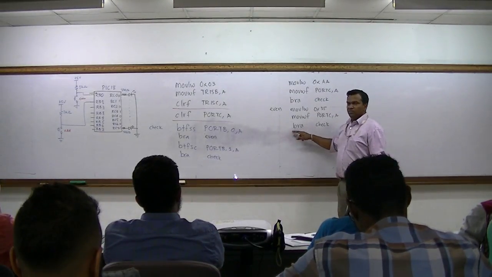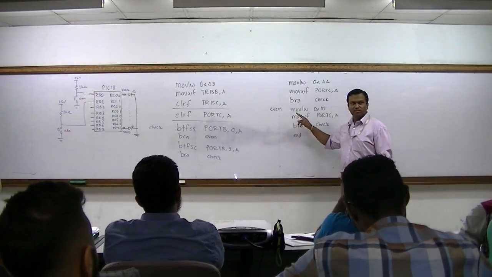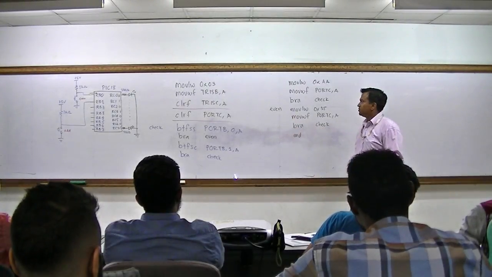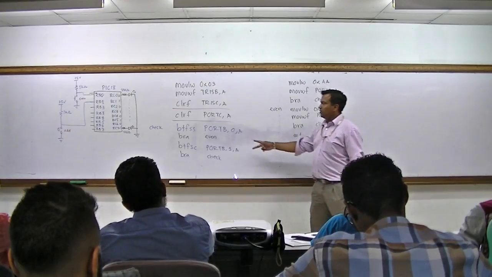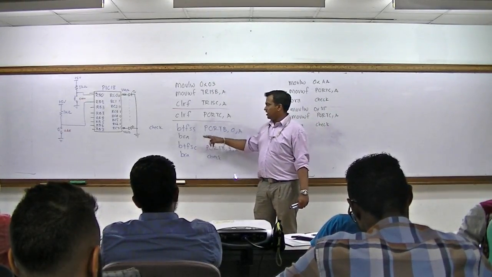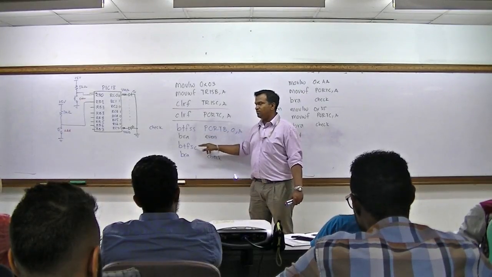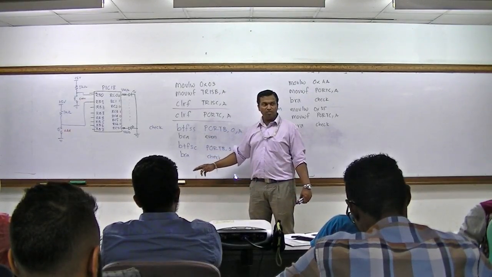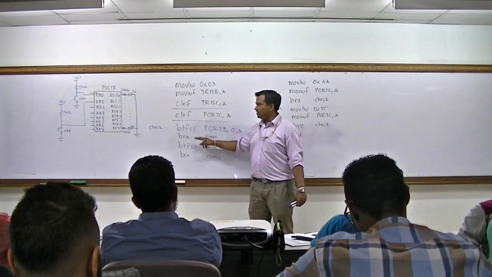Take note that your program will never come to an end. It's a continuous process. So this is how you can check more than one switch. If you have more, you can use skip if set, skip if set. The last one also, if you want, you can use skip if set. Or you can use skip set, skip set, skip set.